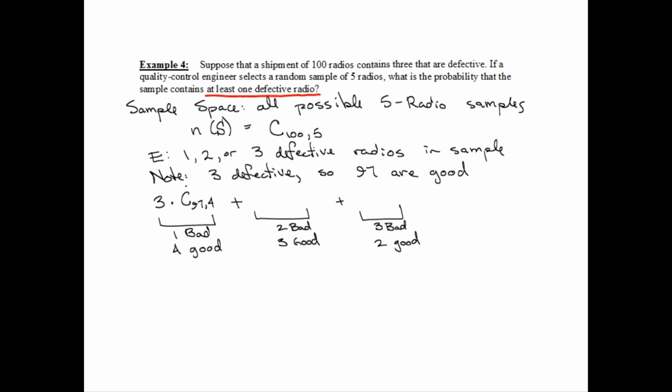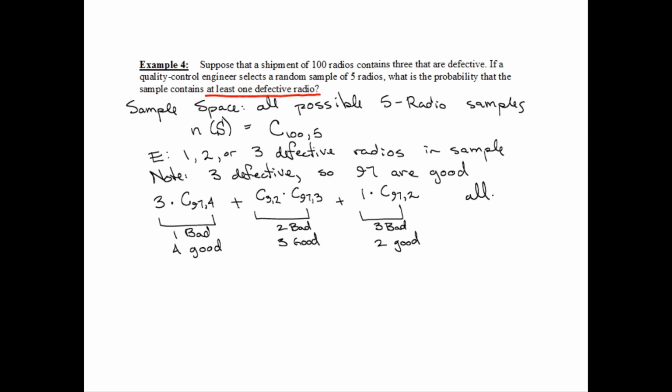Now let's look at how we can choose 2 bad. Combination 3, 2. We have 3 bad radios to choose from. We're choosing 2. How many ways are there to choose 3 good ones? Combination 97, 3. How many ways are there to choose 3 bad radios? Well, the only way that can happen is to choose the entire group. There's only one way that can be done. Now I'm going to choose 2 good radios, so combination 97, 2.